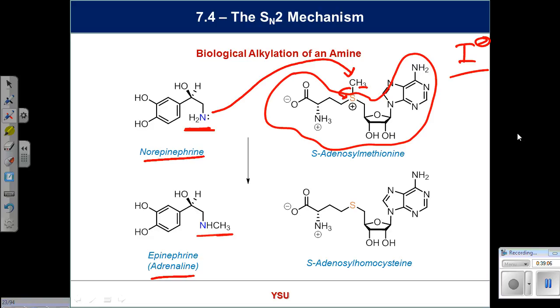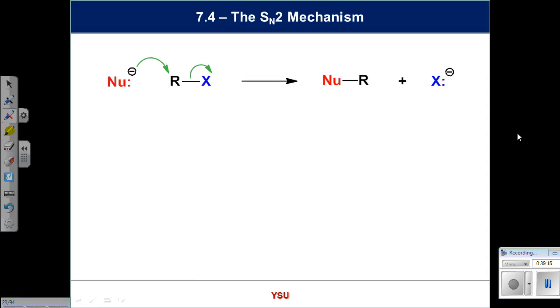At the end, I end up with this, which is alkylated. There's my product, and there's my leaving group. It's now neutral. That's why it's stable. So these SN2 processes are fundamental to biological processes.